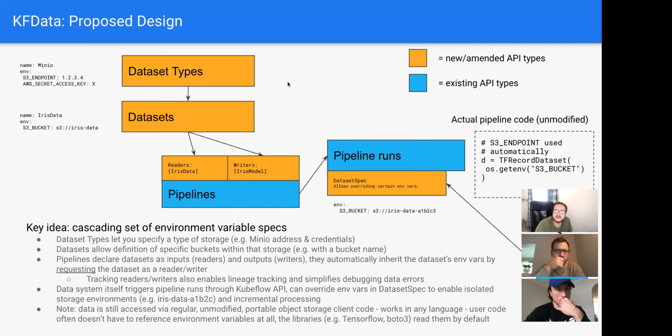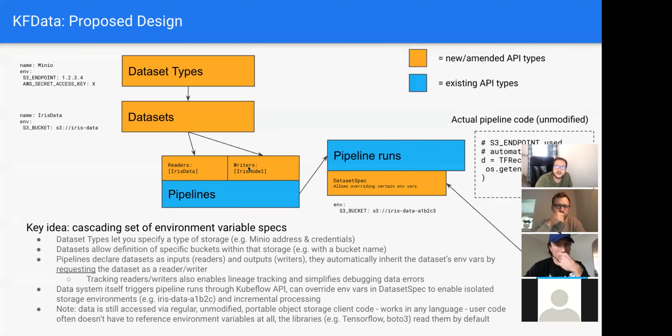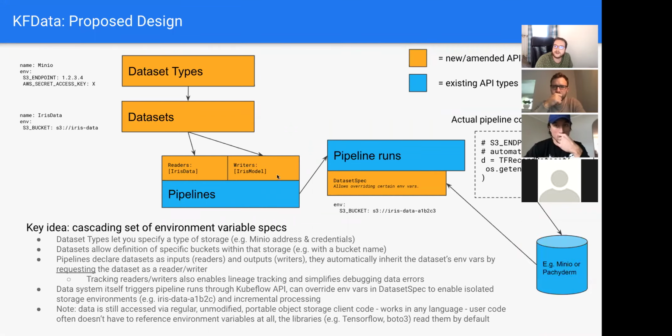And then the goal was that you could attach readers and writers to the pipelines, or that the pipelines themselves could request a list of reader and writer data sets, and that we would automatically track the lineage of which pipelines read from which data set and wrote to which other data set.